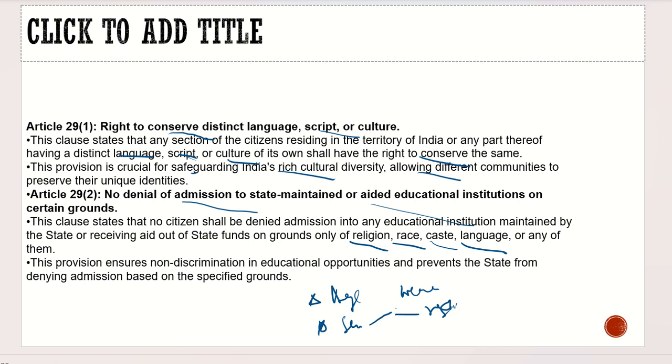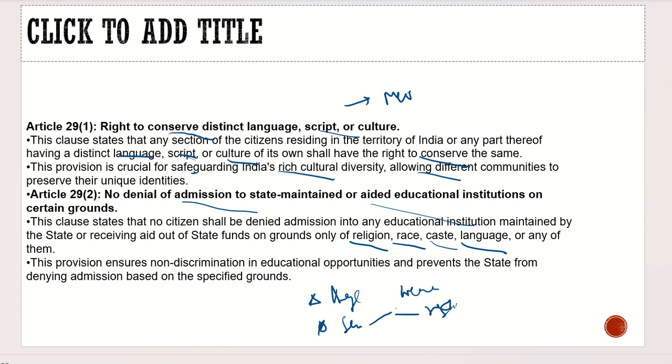Article 29 talks about the right to conserve distinct language, script or culture. Any section of the citizens residing in the territory of India having a distinct language, script or culture of its own shall have the right to conserve the same. This is what Article 29 says. And by this, we gave the example of tribes, how they have different rules and how they are conserved. In the mainland, it may seem different, but for these minorities, it is different. Also, I would again mention that the minority is not defined by the Constitution. So please remember that.